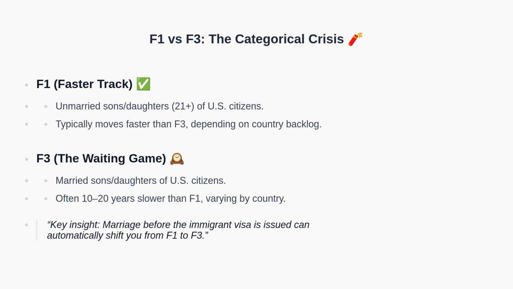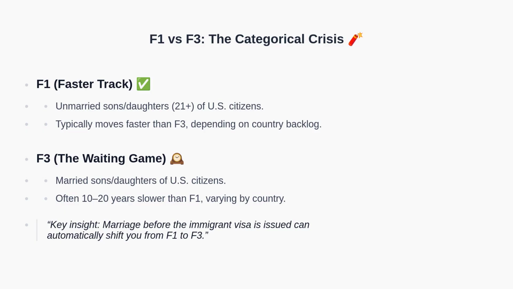Let's break down the categories. F1 is for unmarried sons and daughters of U.S. citizens age 21 or older. In many countries, this category progresses substantially faster than F3. F3 is for married sons and daughters of U.S. citizens. The backlog in F3 is often much longer, commonly 10 to 20 additional years compared to F1.